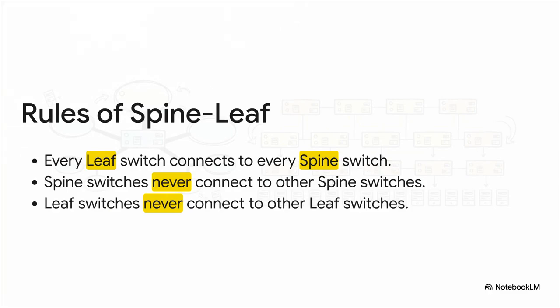And this is where the genius of it comes in, with a few very strict, very simple rules. Rule 1. Every single leaf switch connects to every single spine switch. No exceptions. But, and this is super important, spine switches never connect to other spine switches, and leaf switches never connect to other leaf switches. And the servers, they only ever connect to the leaves. It creates this beautiful, clean, predictable fabric.